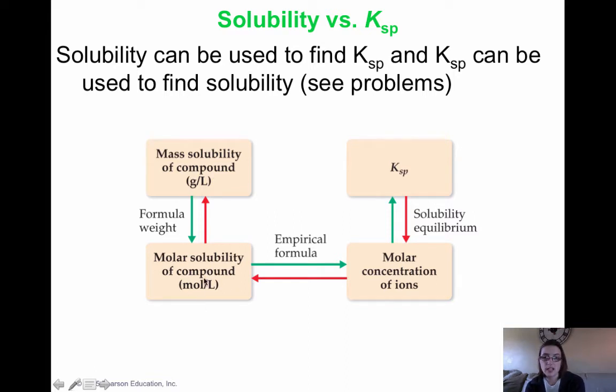And then we can use the molar solubility of the compound to find the molar concentration of the ions. All you do is use the formula of the solute. So, for example, if it is calcium fluoride, CaF2, that means that for every 1 calcium fluoride, you have 1 calcium ion. For every 1 calcium fluoride formula unit, you have 2 fluorides. So you'd have to multiply by 2 to get the fluoride ion concentration. And we're going to look at that again. And then to go from concentration to KSP, we just use the solubility equilibrium.